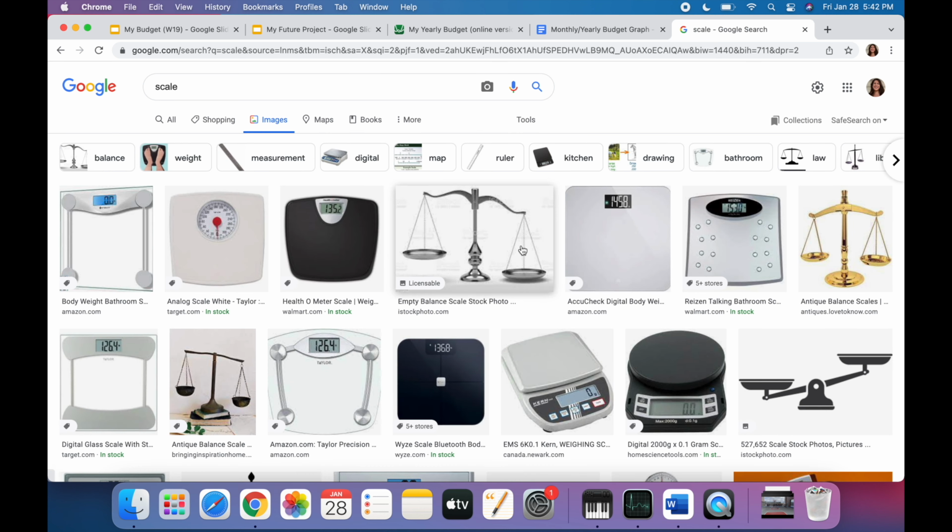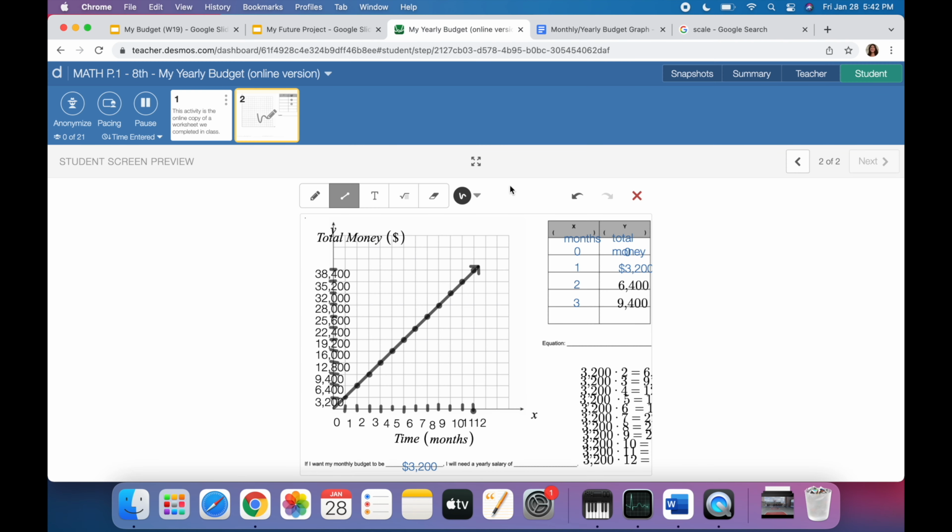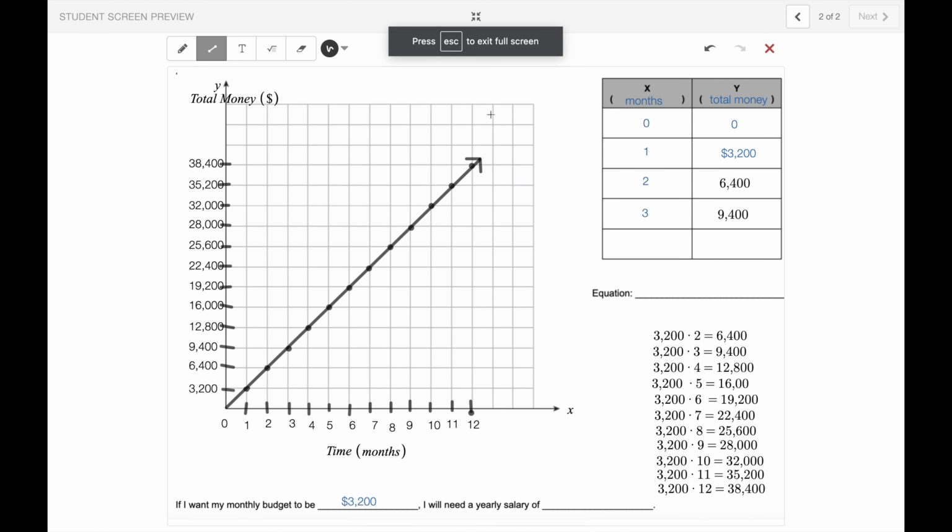A scale, right? Where both sides need to be equal. So we are going to write an equation where both sides are equal. So let's start with some numbers we have here. If I want the x side to be equal to the y side, what do I need to change? Because right now I have 1 is equal to 3,200, which hopefully we know is not true. So we have to think about it.